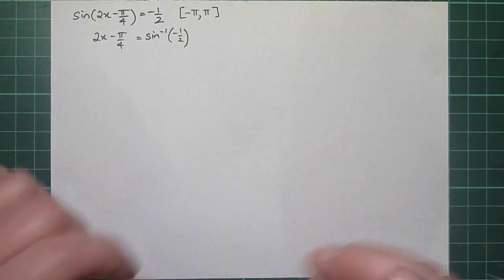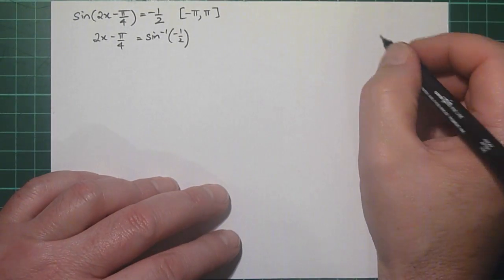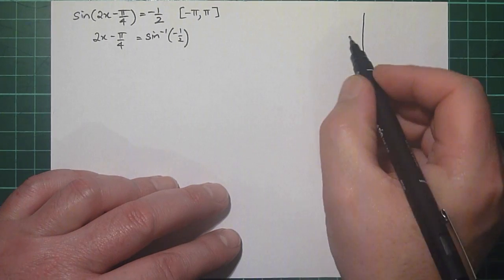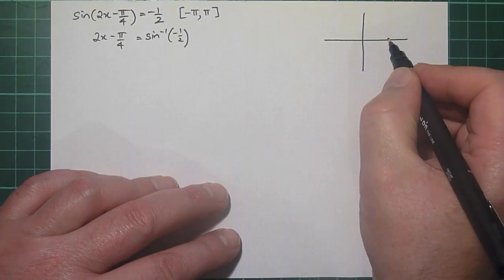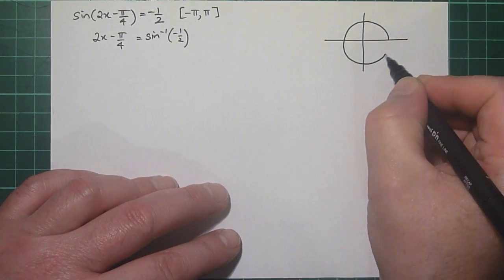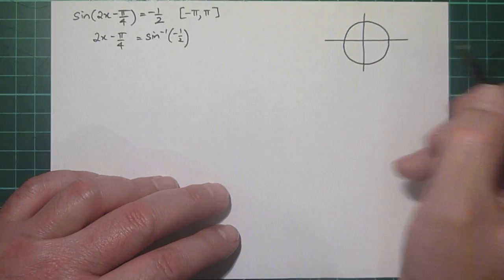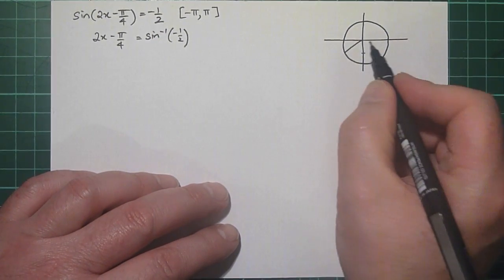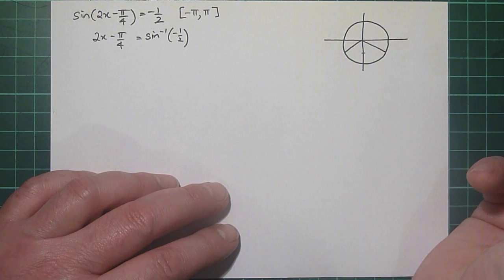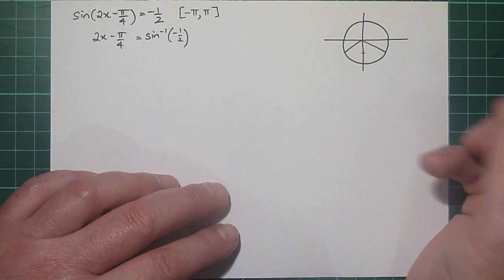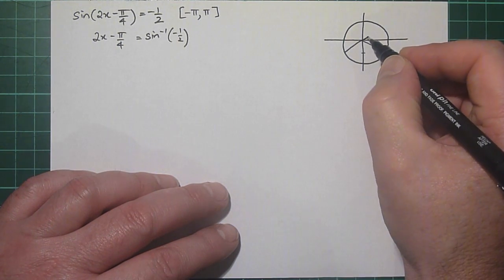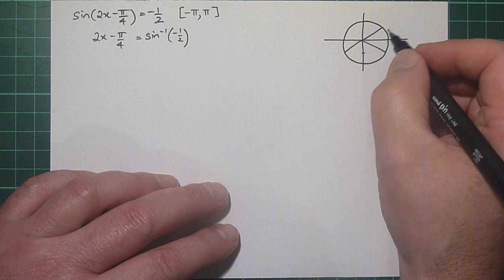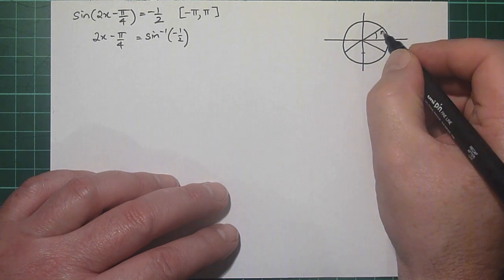So we're looking for somewhere in the unit circle where we get a solution of -1/2. And that's going to be here or here. And it's symmetrically the same as the basic angle π/6.